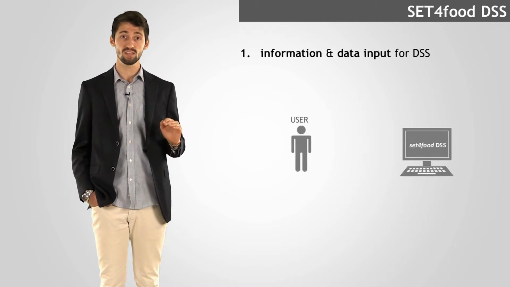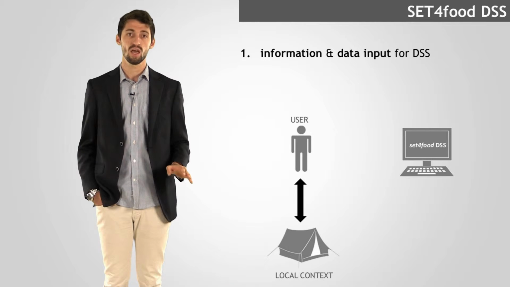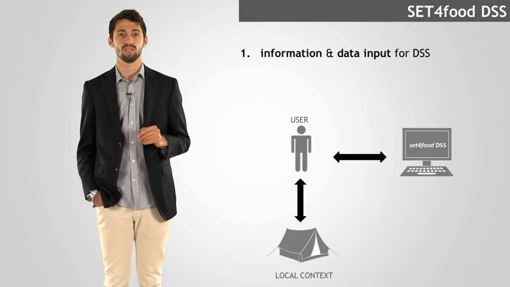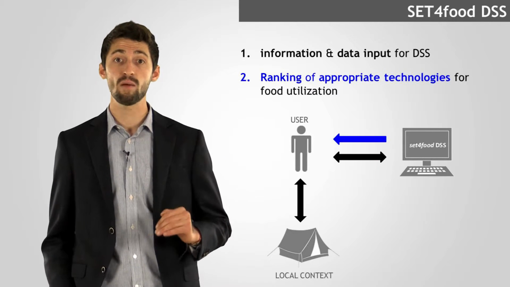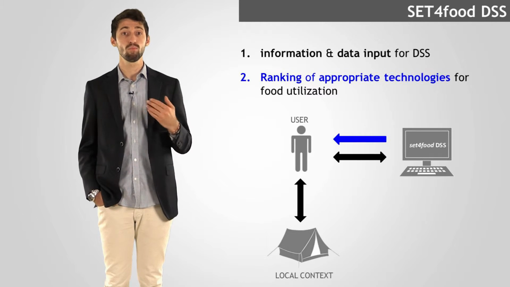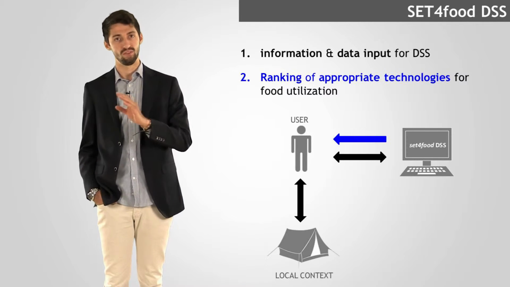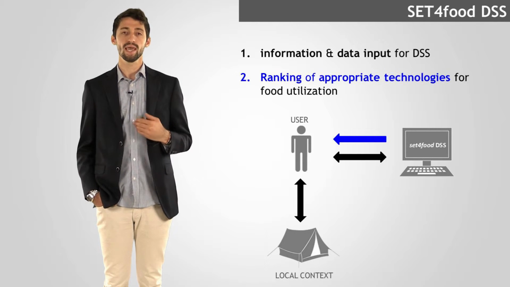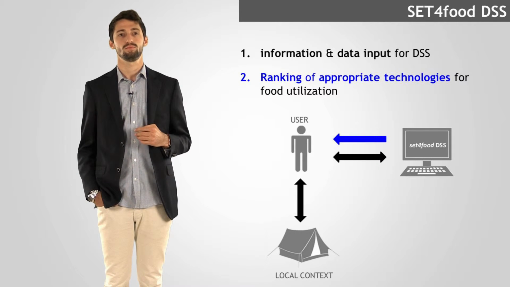The decision process led by the DSS starts with the first interaction between the system and the user, who collects specific information from the local context and provides the inputs to the DSS. The system computes an output in the form of a sorted ranking of appropriate technologies for food utilization. This information will support the user, who, thanks to both his own experience and the results from the DSS, will make the final decision regarding the most appropriate solution.